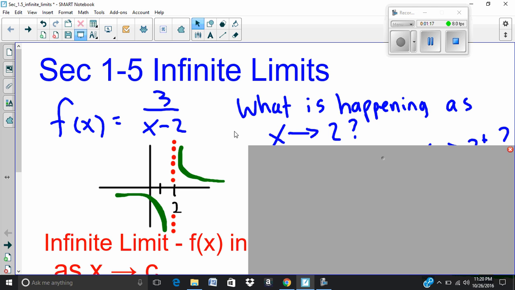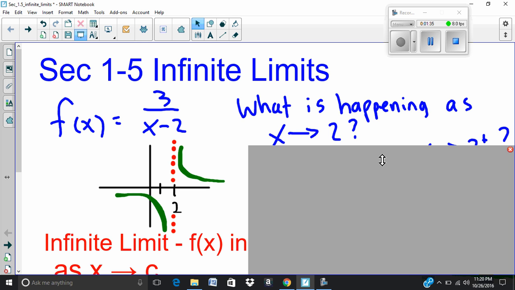So if we talked about the limit of this function as we approach 2, hopefully you would tell me that the limit does not exist, okay? Even though it's not October 3rd, it's October 27th. The limit still does not exist.